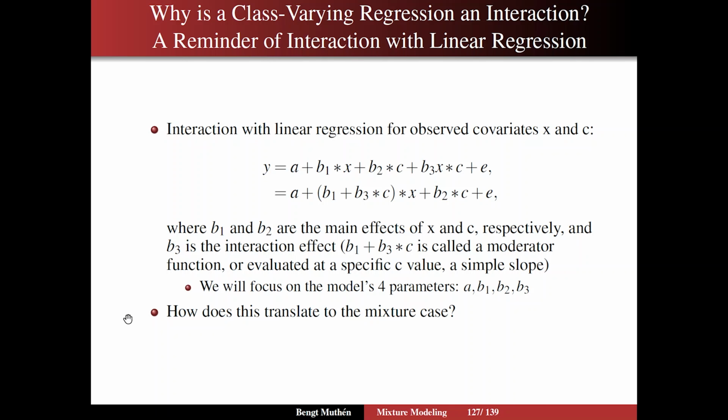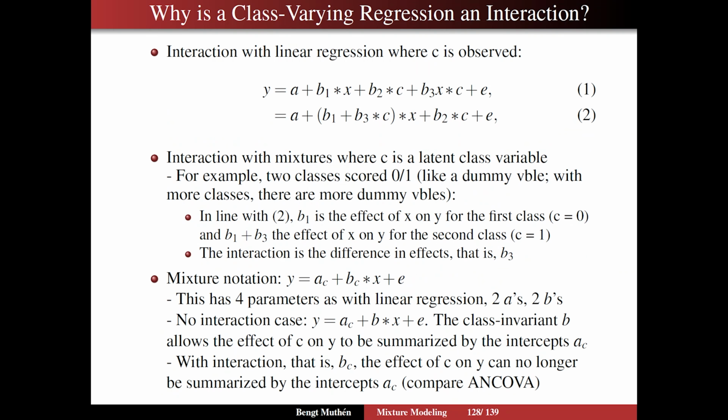So how does this translate to the mixture case then? Well, repeating what we saw on the previous slide, interaction with mixtures where C is a latent class variable is what we want to consider now. So say that you have two classes, and say that C is scored as a 0, 1 variable, like a dummy variable. With more classes, there would be more dummy variables. So in line with equation 2, where we write it with this interaction term here, B1 is the effect of x on y for the first class, because C is 0 for the first class, so it's B1 times x.